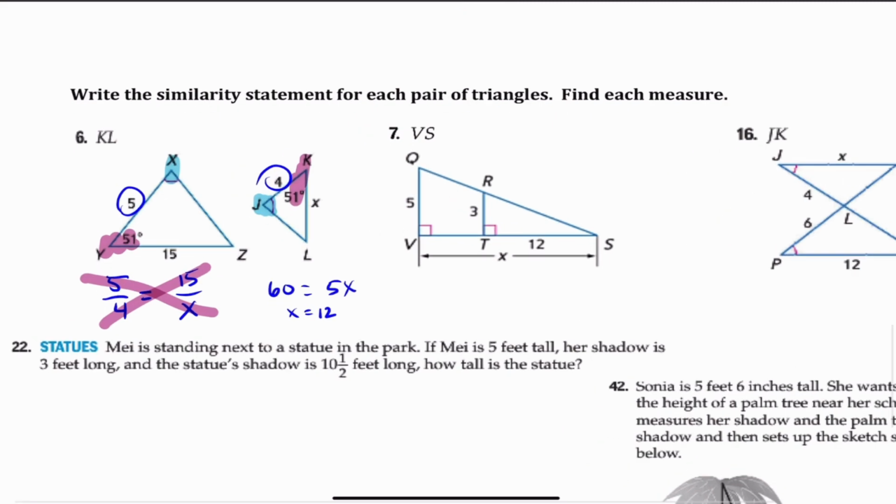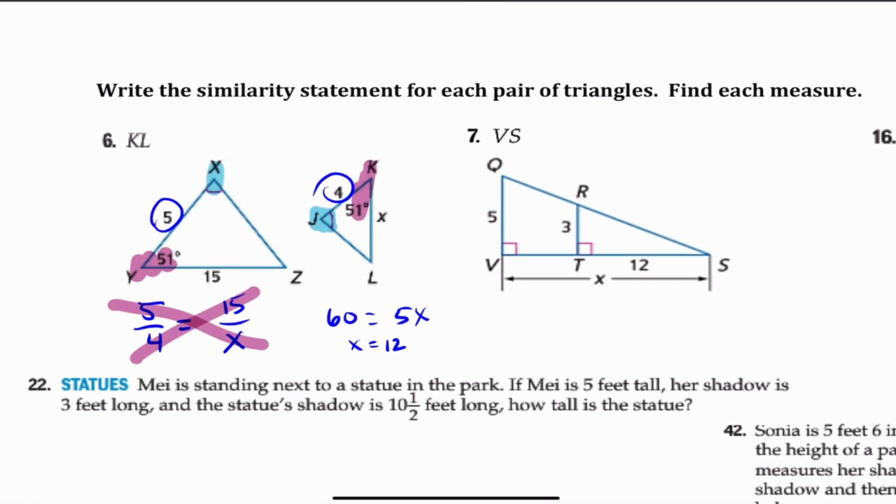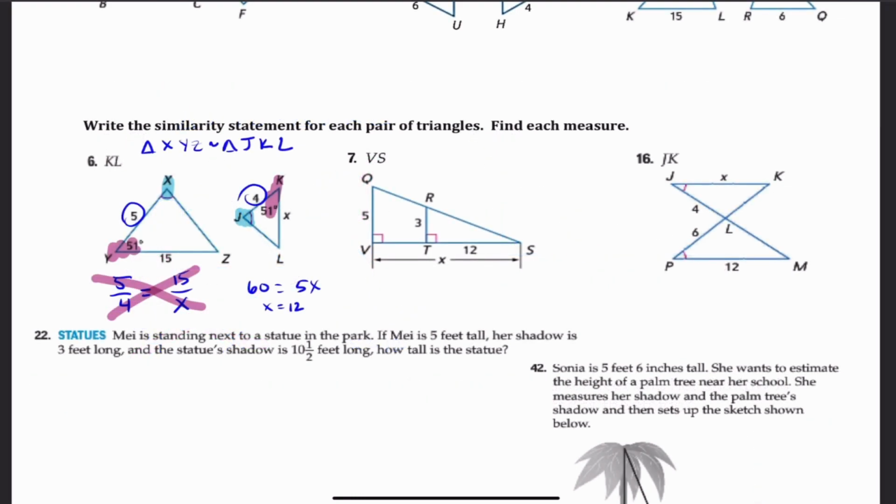So then to write my similarity statement, you would say triangle XYZ is similar to triangle. What corresponds with X? J. What corresponds with Y? K. And then lastly, angle Z corresponds with L. So JKL. Okay. Alright, for number 7, let's go ahead and find the measure of VS.